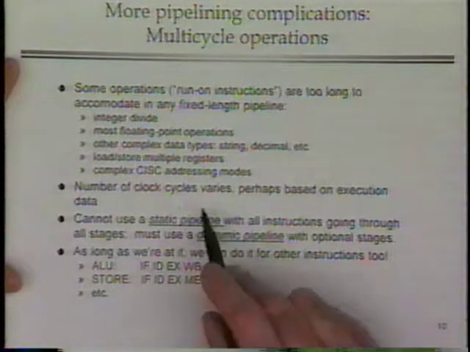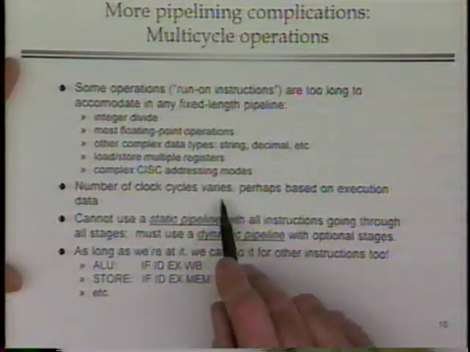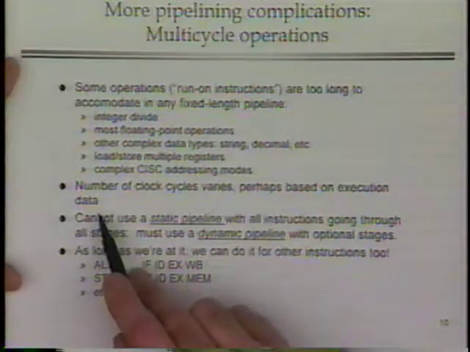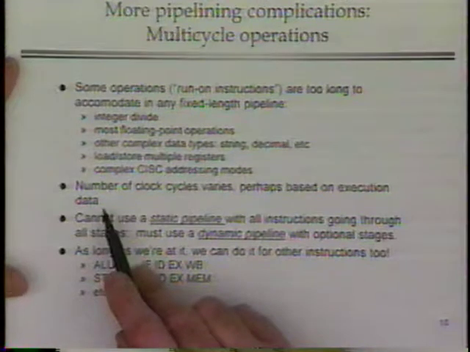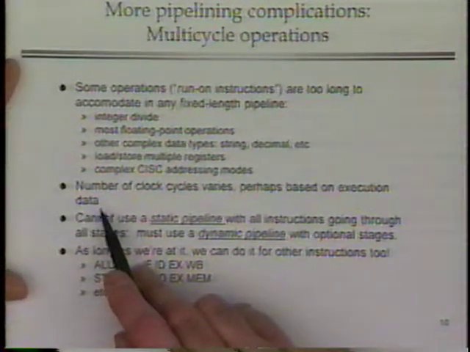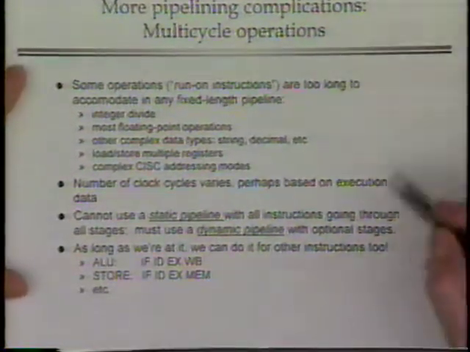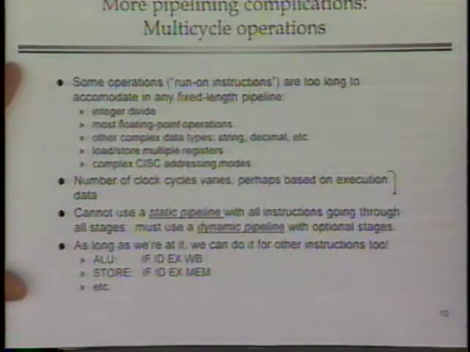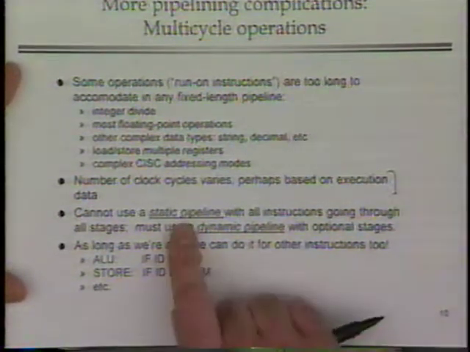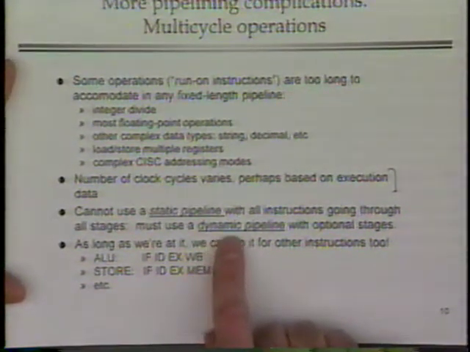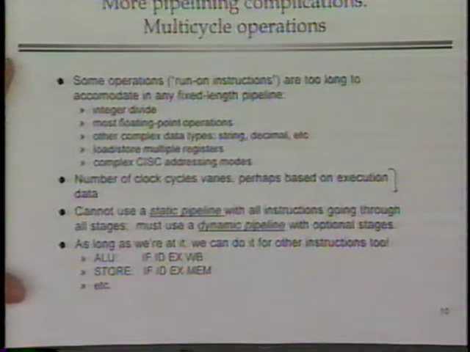The problem is that the number of clock cycles for the execution part of an instruction will vary. It may, in fact, even vary at execution time based on the data. You can design some very efficient arithmetic units, multipliers and dividers, that take a variable number of cycles depending on the value of their operands. Very hard to fit that into a fixed-size static pipeline. So instead of using a static pipeline, we have to now switch to a dynamic pipeline, a pipeline where not all instructions take the same amount of time through all the same stages.